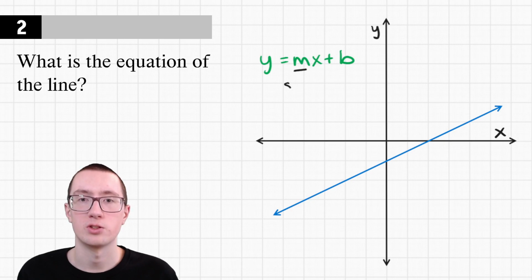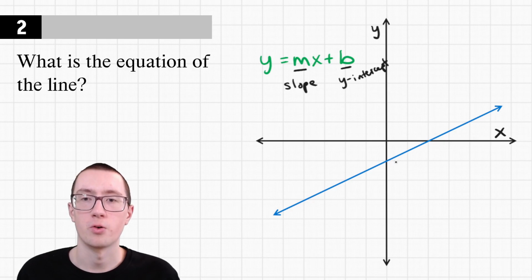Now what about M? Well, M is our slope, or the slope, some might say. And then B is our y-intercept. So what is slope? Well, remember that slope is just the steepness of a graph. So the steeper the graph gets, the higher the slope. So something like this would be very steep and have a high slope. So to find the slope of this graph, we need to use the slope formula, or the simpler version of it, which is rise over run.